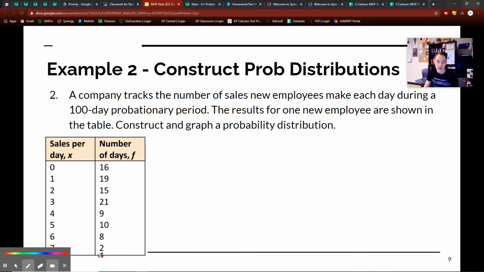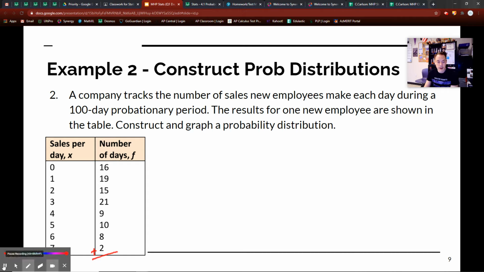But start with totaling your frequency. You already have a frequency chart given to you, which is great. This is the number of days with each number of sales per day. So 0 sales per day happened on 16 days, 1 sale per day happened on 19 days, and so forth. Great. So go ahead, pause the video.